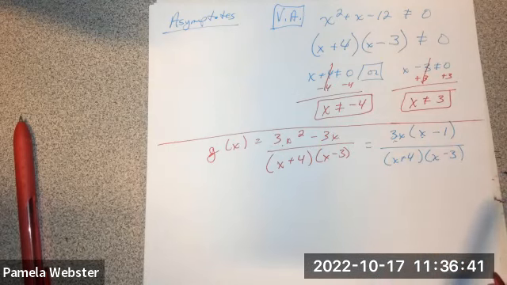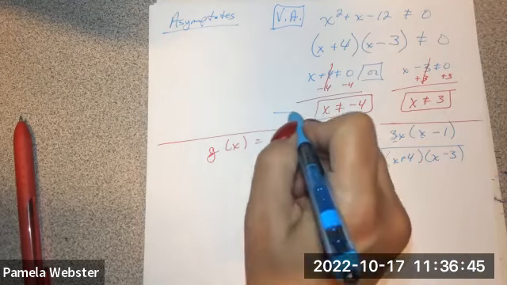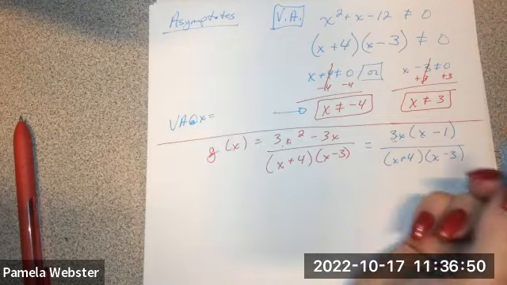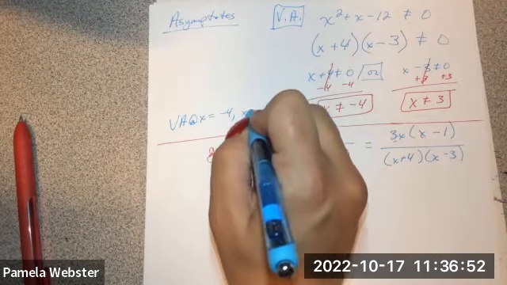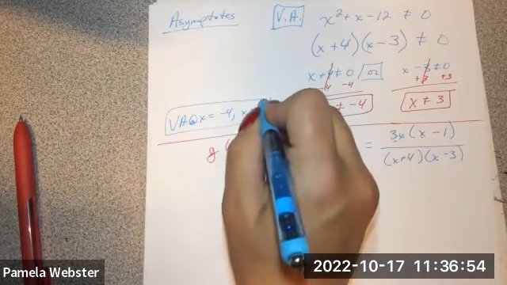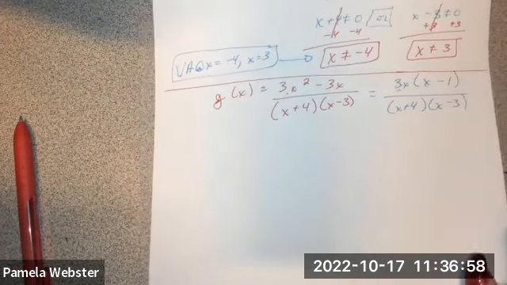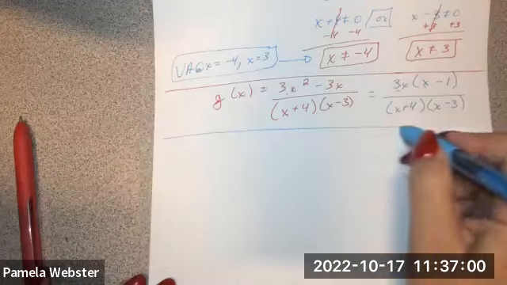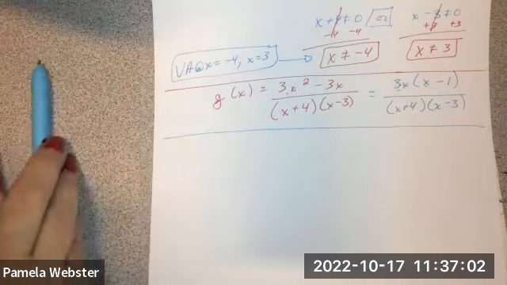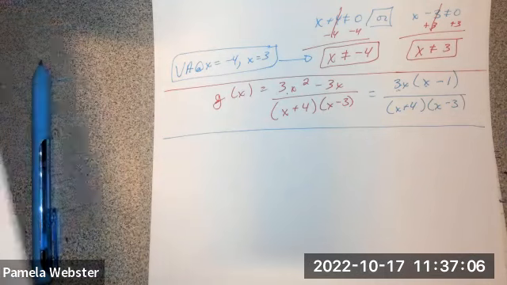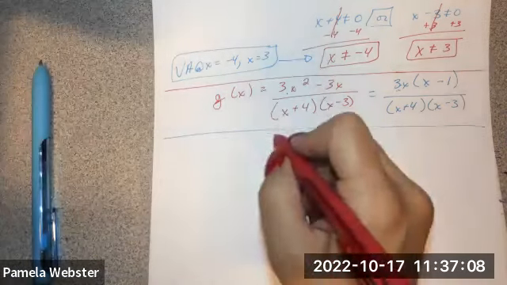There's no removable discontinuities. So that means both of these are vertical asymptotes. Vertical asymptotes at x equals negative 4, x equals 3. All right, so we're going to get that guy in there in a second. Both of those are vertical asymptotes. Nothing was removable. All right, and so now I need to use my little rules about horizontal asymptotes.